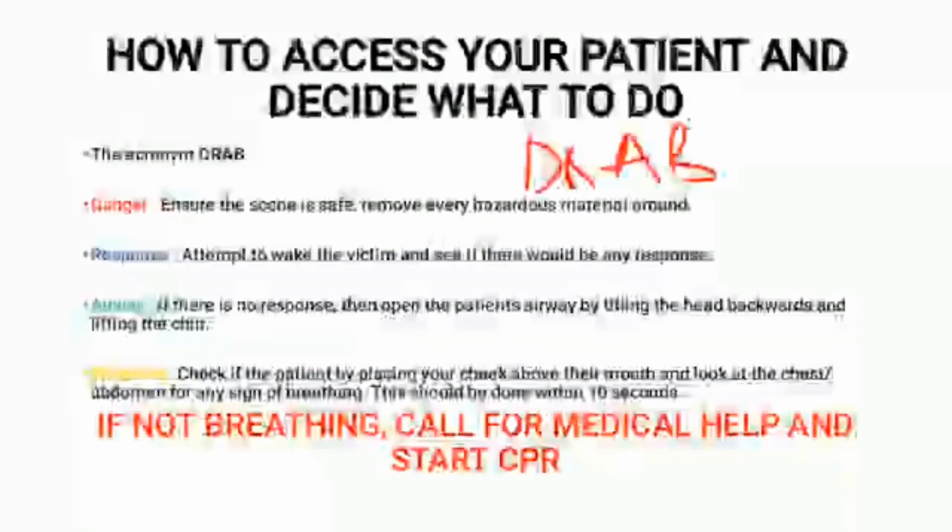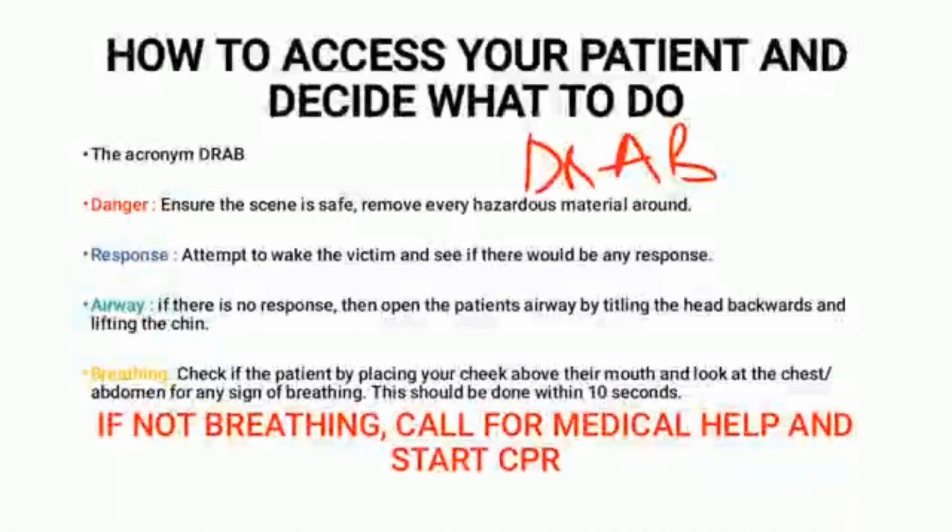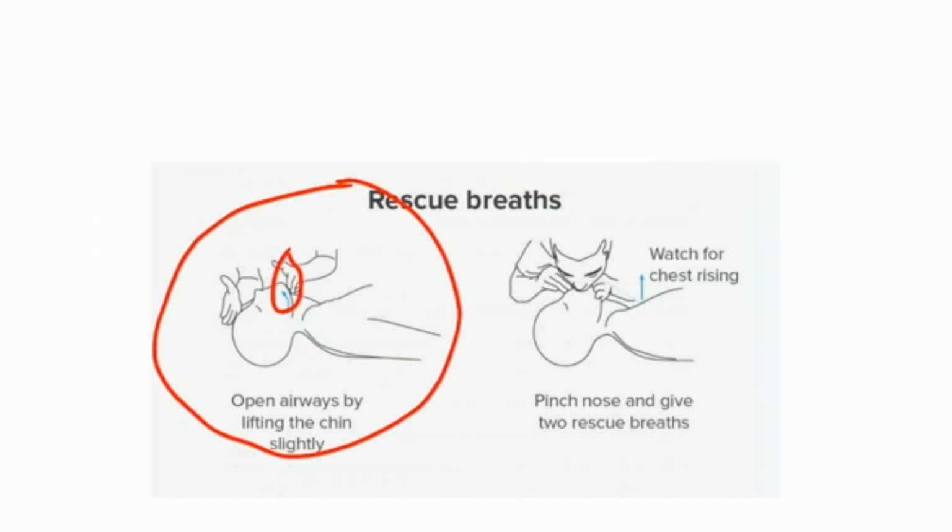So if there is no response, then the very next thing you have to do as soon as possible is to open the airway. So how do you open the airway? You will tilt the head backwards. Don't forget the patient must be lying down on his or her back. So you will tilt the head backwards and lift the chin, something like this.